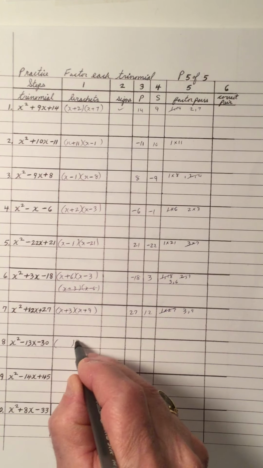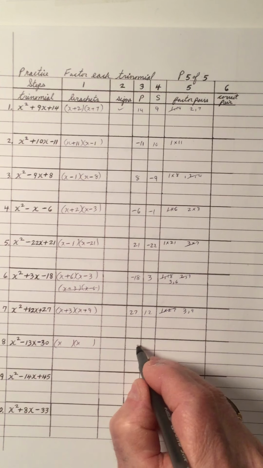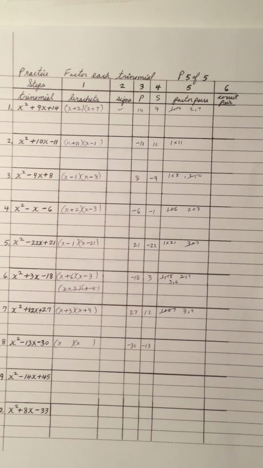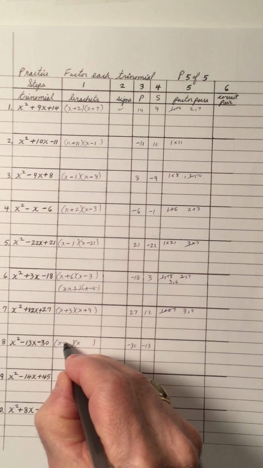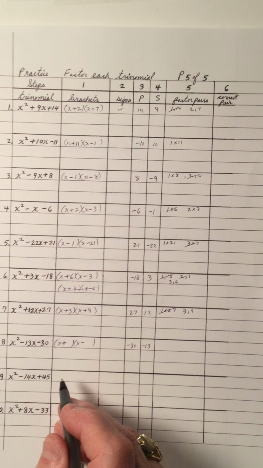And we have a double bracket again. We have x in each bracket to give you the x squared. And we have what? Product is negative 30. The sum is negative 13. So if the product is negative, I have a plus and a minus. Remember, I always write the plus first and the minus second.